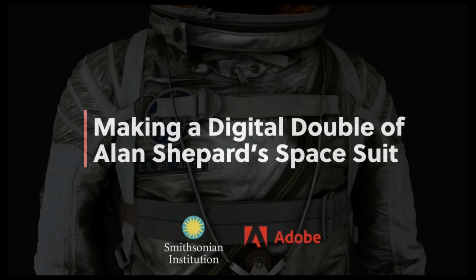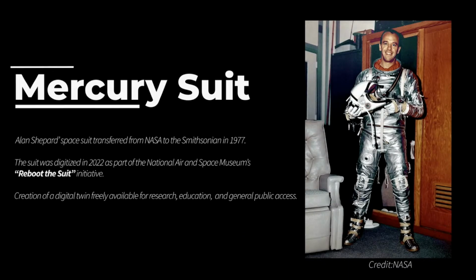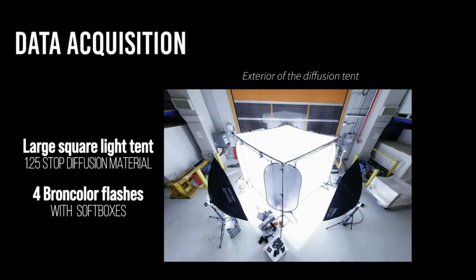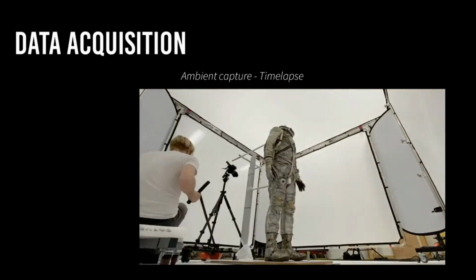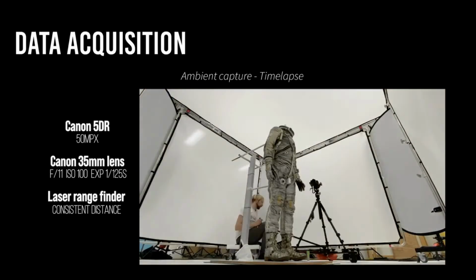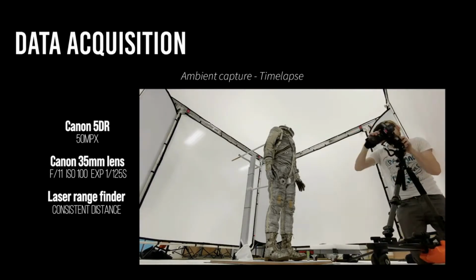This first project was a collaboration between the Smithsonian Institution and Adobe Research. The goal here was to create a digital double of the Mercury suit, the first spacesuit ever created by NASA for its first manned mission. To properly digitize the suit, which has a metallic surface that makes it very hard to digitize, the team used a light stage as well as a multiple camera setup with different lenses.